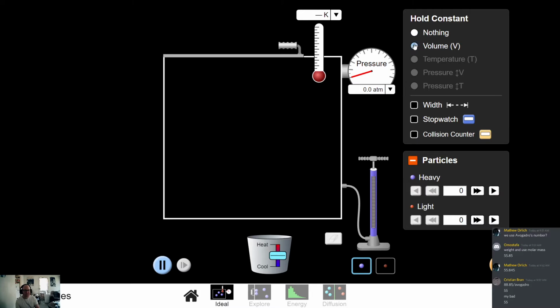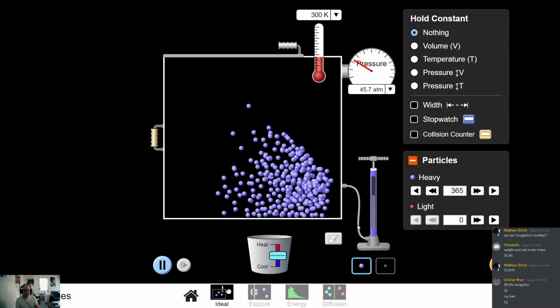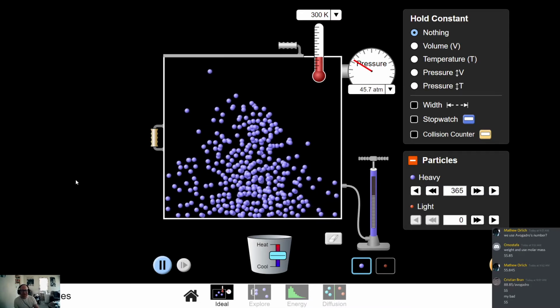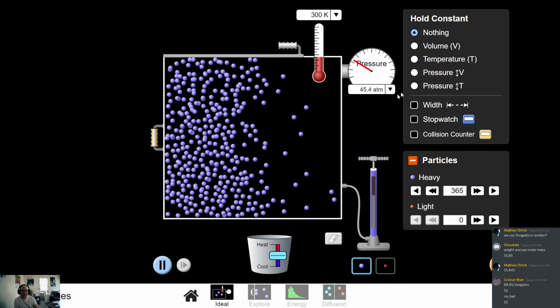Looks like we can also hold some things constant if we want to. Looks like we can't hold these constant for some reason. I don't know why. Maybe because it's 0. Okay, so you pump gas into here. You can see what starts to happen. Right now, it's the pressure. Let's see what happens with the volume. I don't know if this is going to change or not.